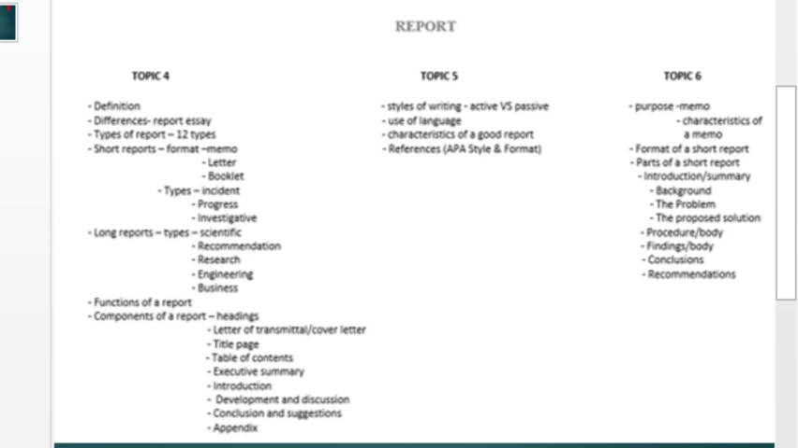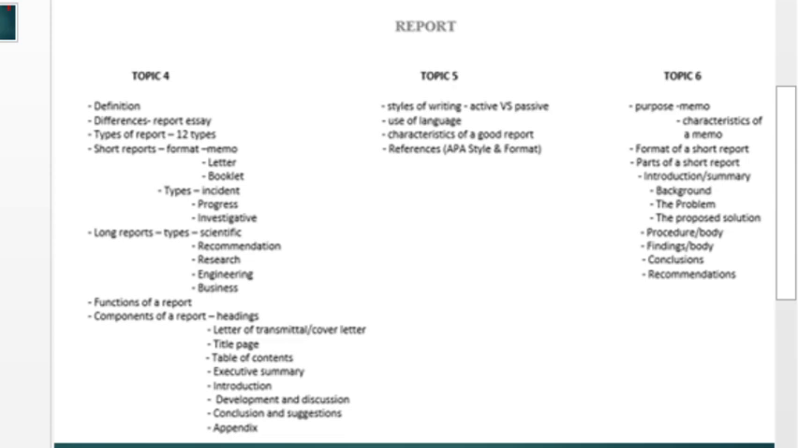In topic 6 we looked at the format of a short report again, and also the parts of a short report. There are 5 parts in a short report: the introduction and summary, then the procedure or the body, and the findings, also in the body paragraph, and then the conclusions and the recommendations.